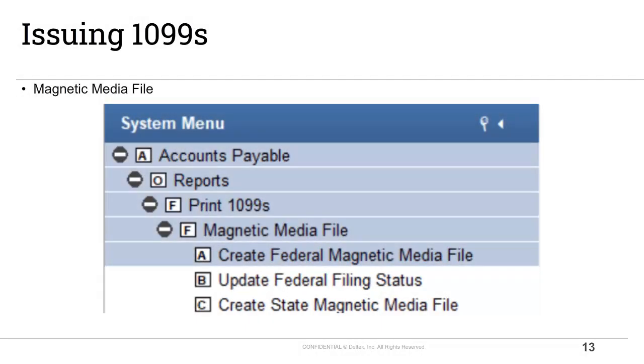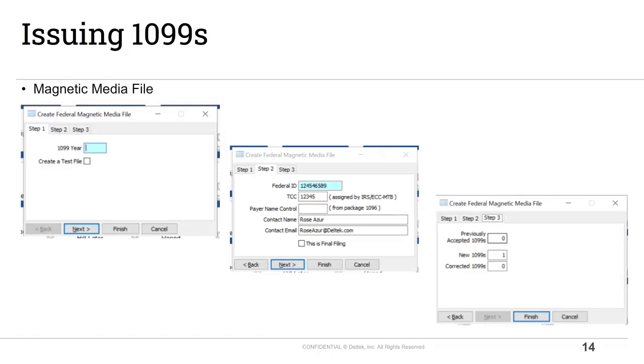Generating a magnetic media file. From the Accounts Payable main menu, select Reports, Print 1099s, and then Create Magnetic Media File. There are three screens that need to be filled in or reviewed. The Step 3 screen will autofill with the new 1099 count. You can click Finish to create the file. It will save it to the clipboard, or you can move or save it elsewhere on the network.